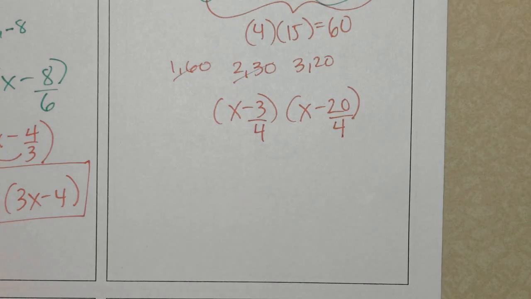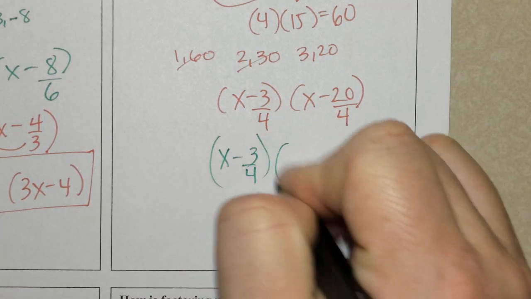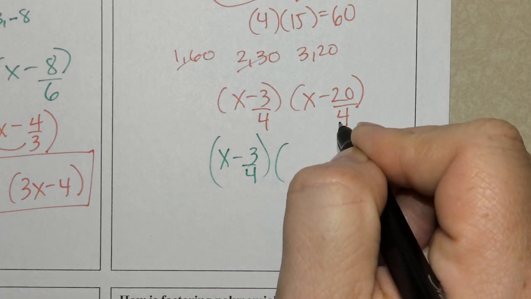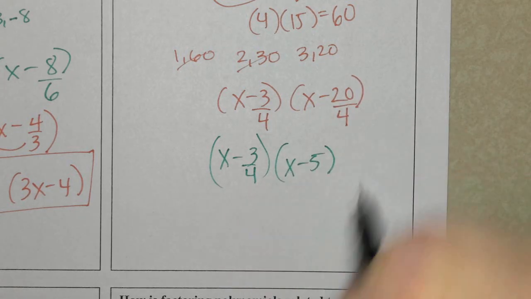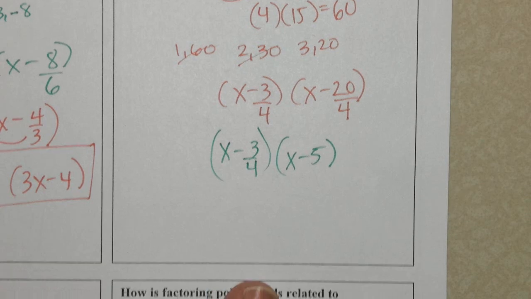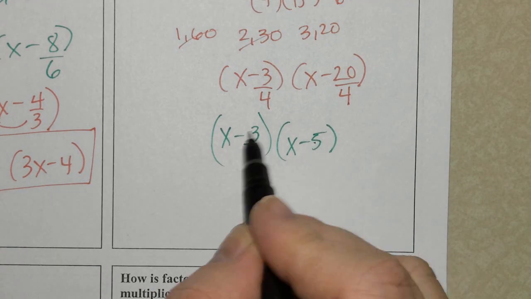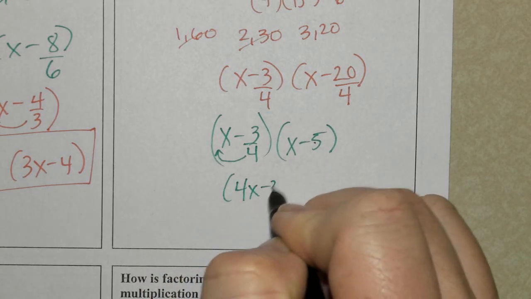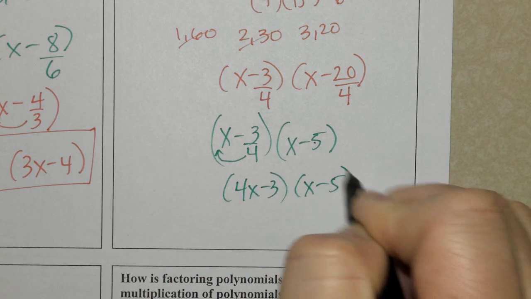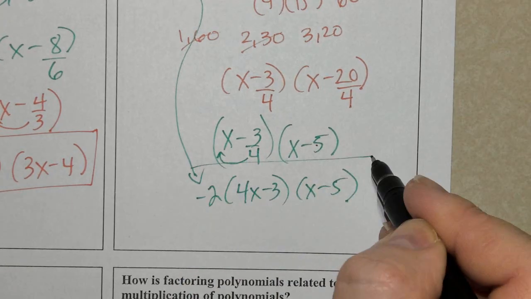Go ahead and reduce those fractions if possible. 20 divided by 4 is 5. And now I've reduced. If it's not an integer, we need to do bottoms up. 4x minus 3, x minus 5. Bring down the negative 2.